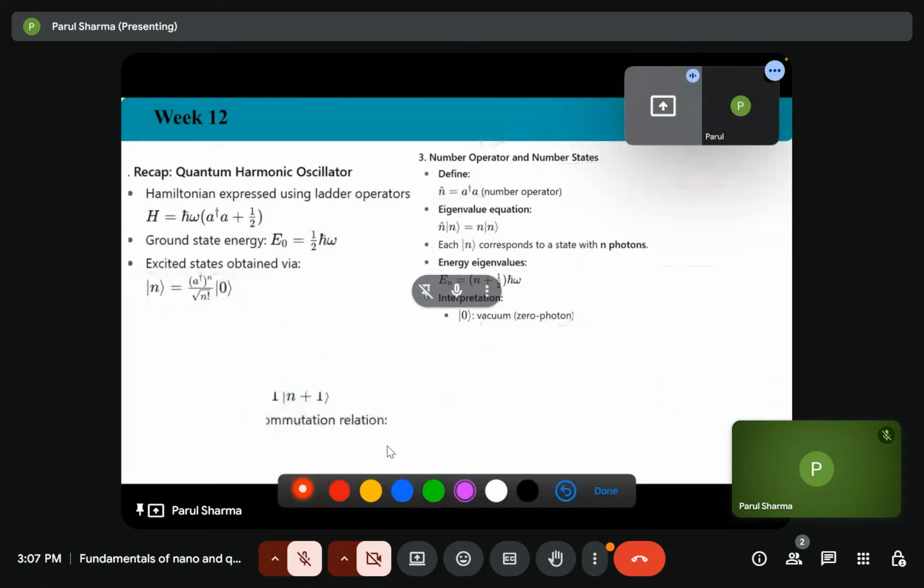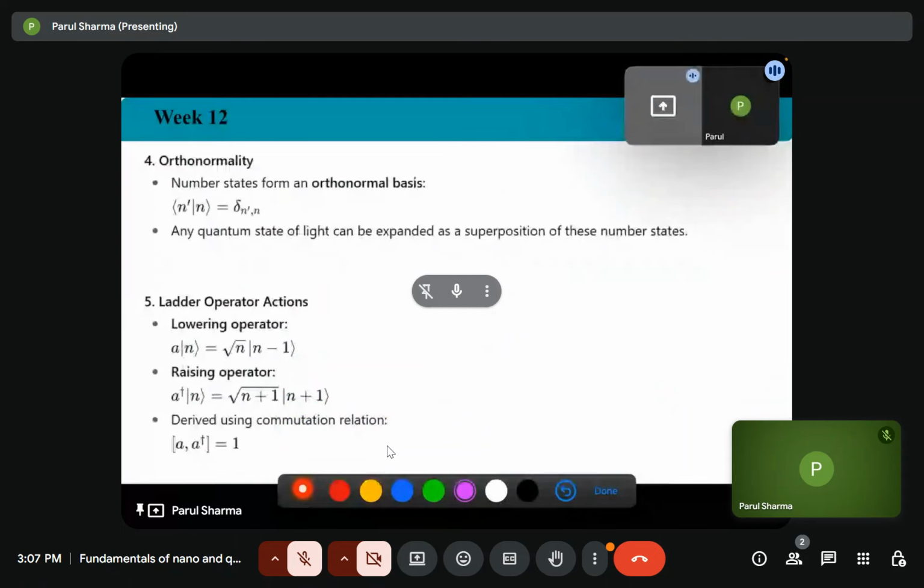Then the number states are eigenstates, and eigenstates are orthonormal. So the number states form an orthonormal basis. So in case of the orthonormal basis, we can write that the inner product <n'|n> is equal to the Kronecker delta.